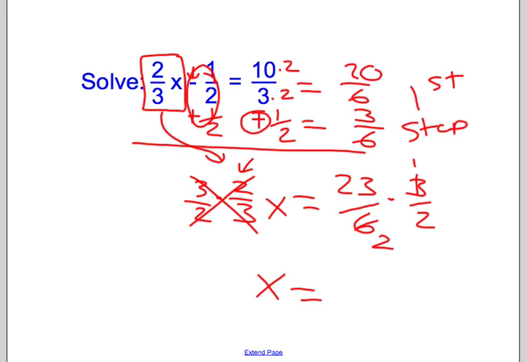Now I can multiply across. 23 times 1 is 23. 2 times 2 is 4. Okay, so I wrote it down, but I didn't do it on this part. This is your second step.